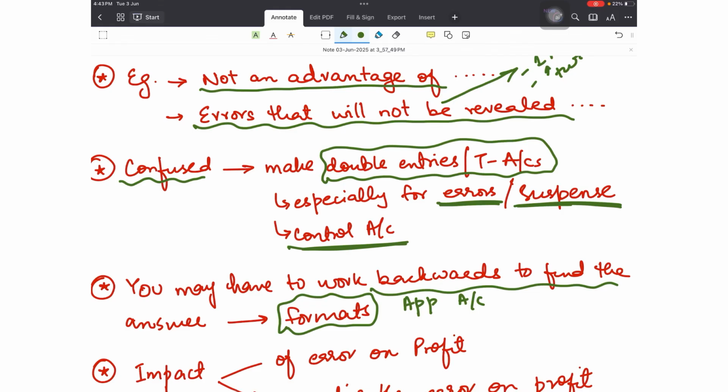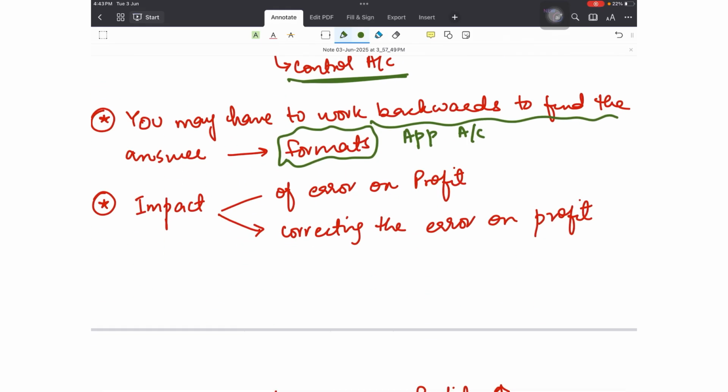And same goes for retained earnings. Sometimes BD and CD both are given, but we have to find out the dividends. So make sure that you are familiar with the formats, and the same goes for the under absorption, over absorption formula as well. So yeah. Then similarly, common types of questions for errors also.